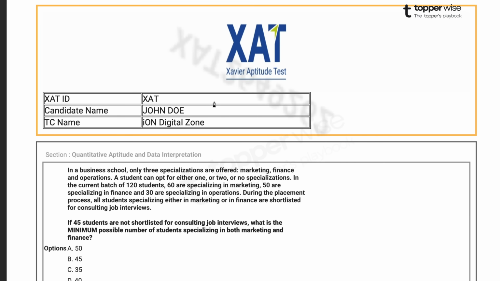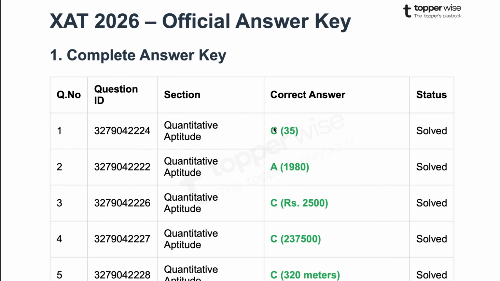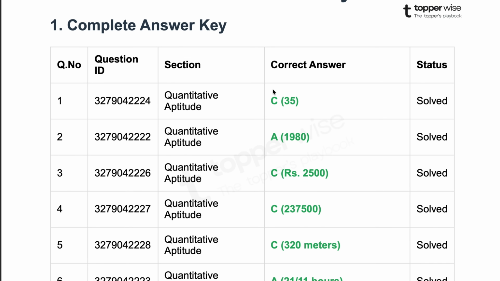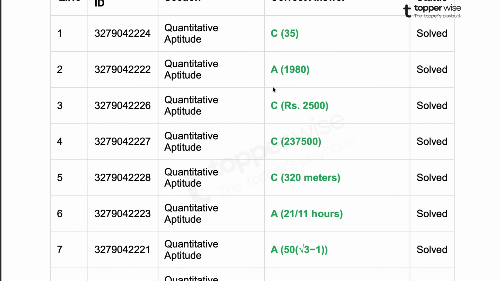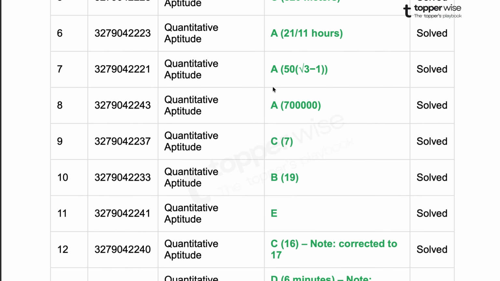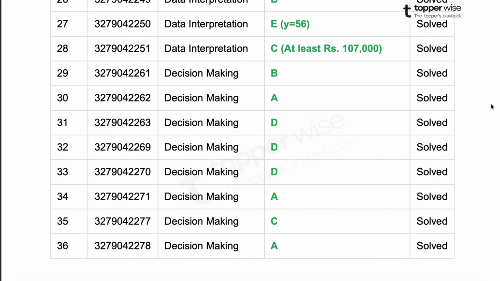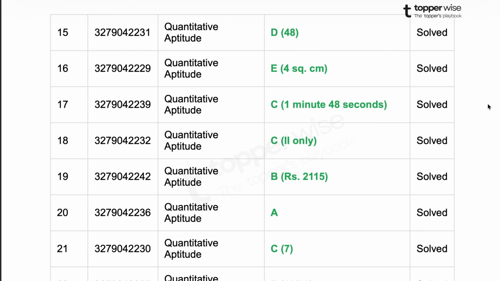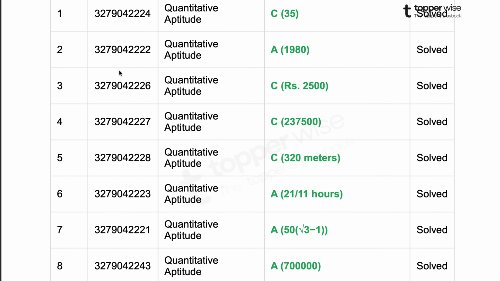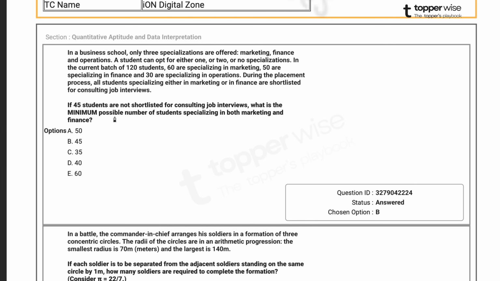Now in this video we will see the answer key of the XAT 2026 paper. It will be the complete answer key. We will see the answers by question IDs. So one by one I will select the answers and you can match your response sheet with this answer key. Let's start with the very first question.